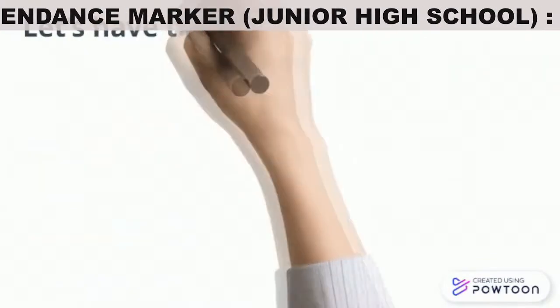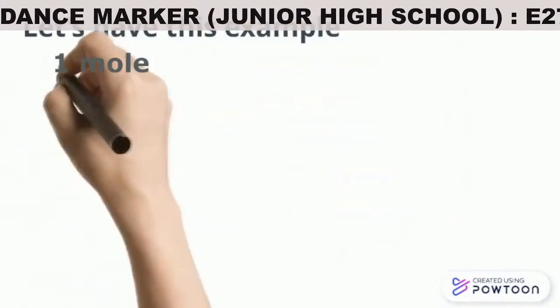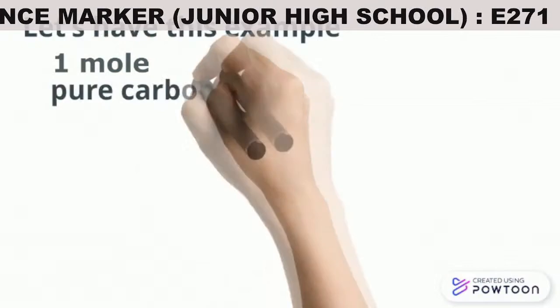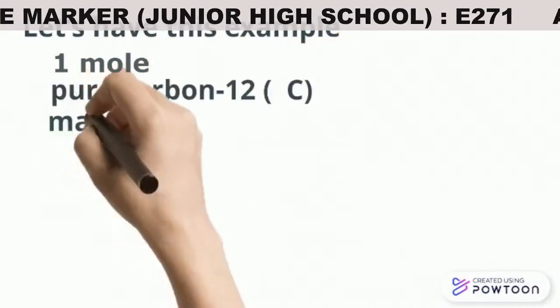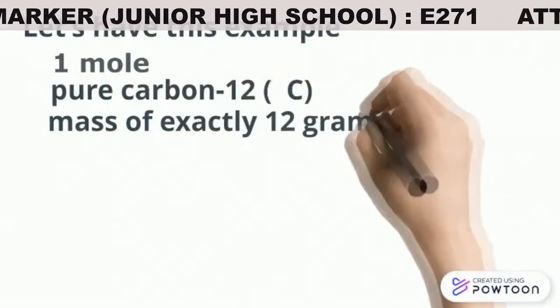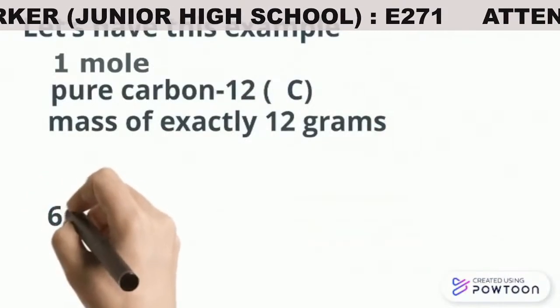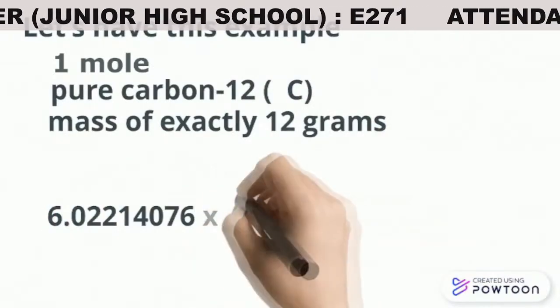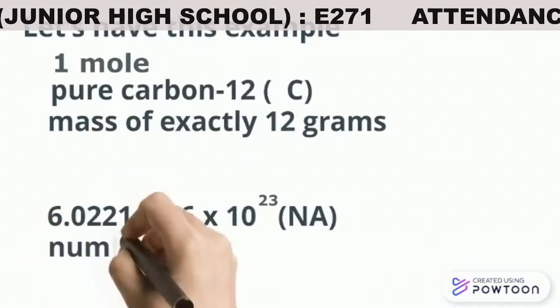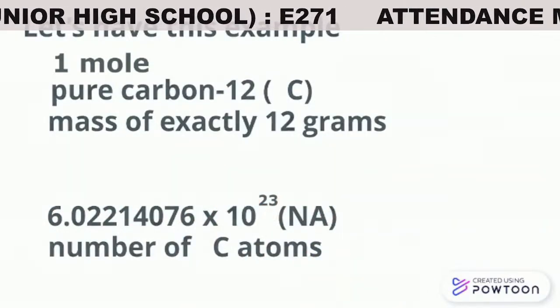Let's have this example. 1 mole of pure carbon-12, 12C, will have a mass of exactly 12 grams and will contain 6.02214076 times 10 to the power of 23, or Na, number of 12C atoms.